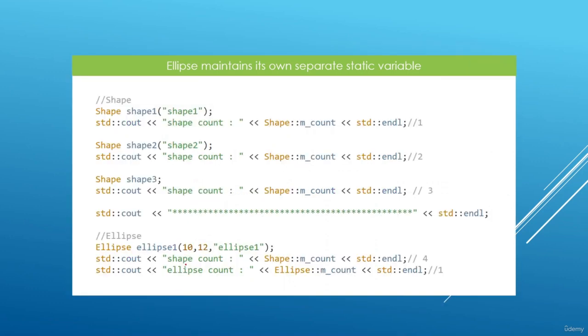We are going to see that if we try and print the count of shapes we have, we're going to get a 4 here. But now if we try and print the count from ellipse, we're going to get a 1 because we really have one ellipse. And this is working because ellipse is going to maintain its own static variable, and this is going to give you this behavior if it is what we are after in our C++ program.